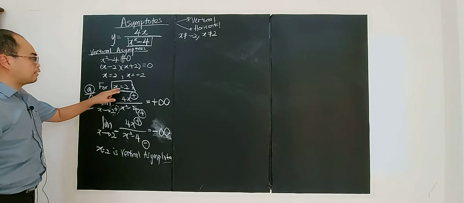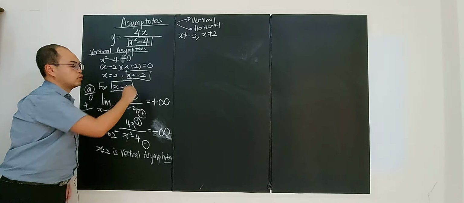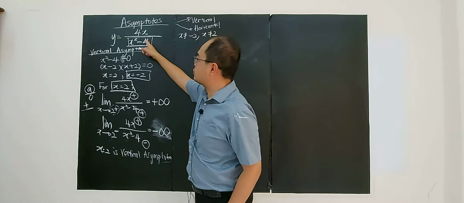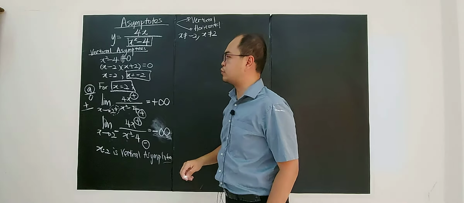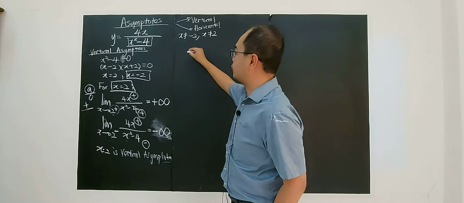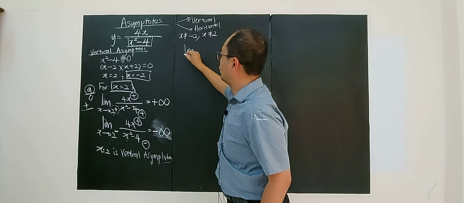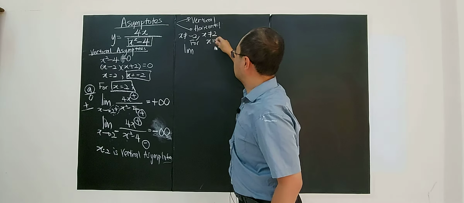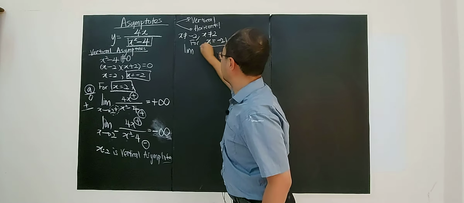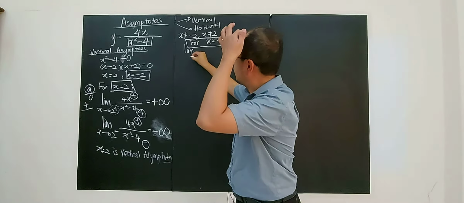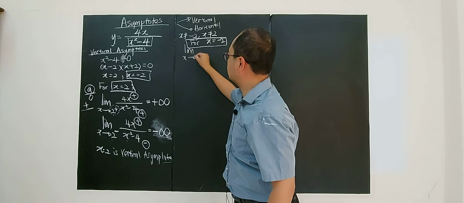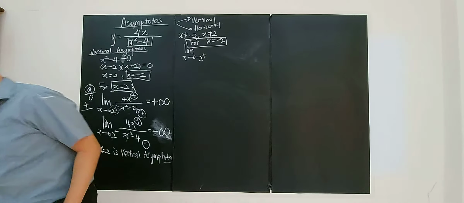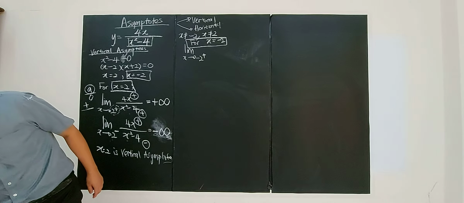But x equals negative 2 is also a vertical asymptote. If we look at this, because this one is 0, it will give you a vertical asymptote. But we want to verify, right? We want to show for x equals negative 2, the limit as x approaches negative 2 from the right. Check from the right and from the left.